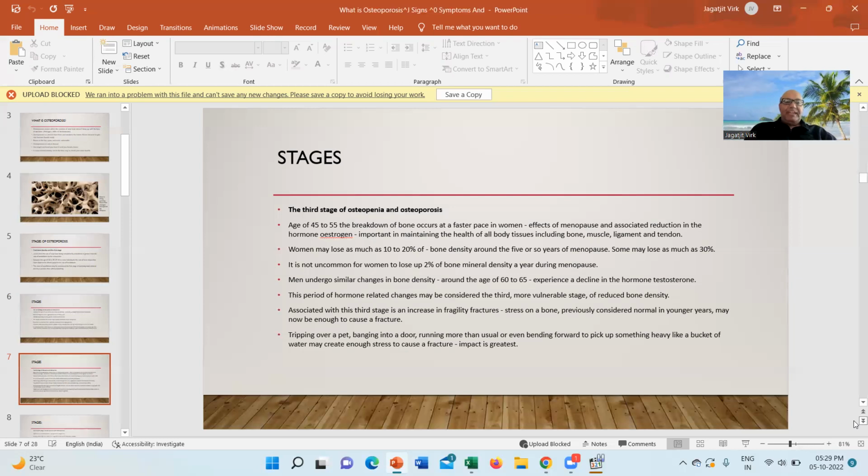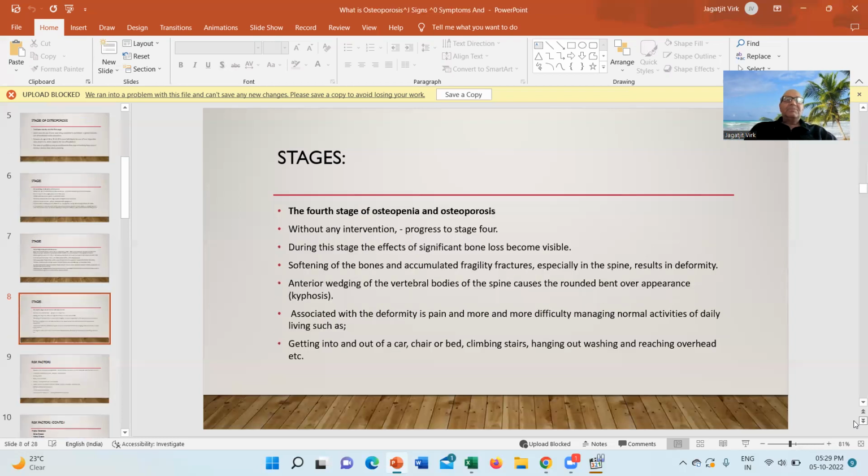Tripping over a pet, banging into a door, running more than usual, or even bending forward to pick up something heavy like a bucket of water may create enough stress to cause a fracture because the impact is greatest.